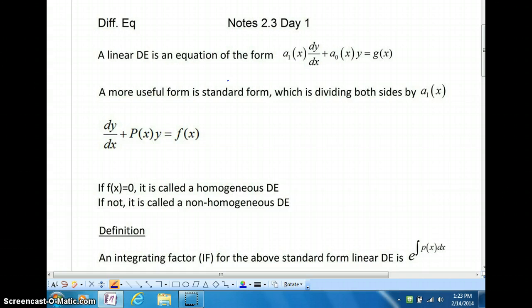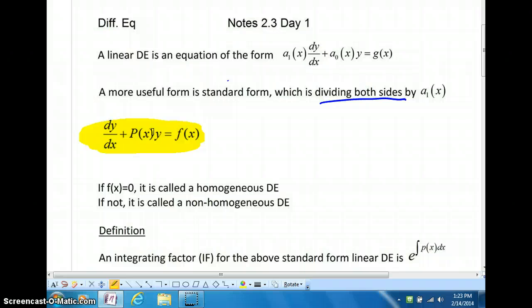But, well, look at this. Let's say you've got a differential equation, a linear one at that, and you have some function of x times dy/dx plus some function of x times y equals some other function of x. To make things a little bit nicer, we divide both sides by the coefficient of dy/dx. And when we do, you're going to have this new friendlier form where dy/dx is added to some function of x times y, and then that's set equal to f(x).